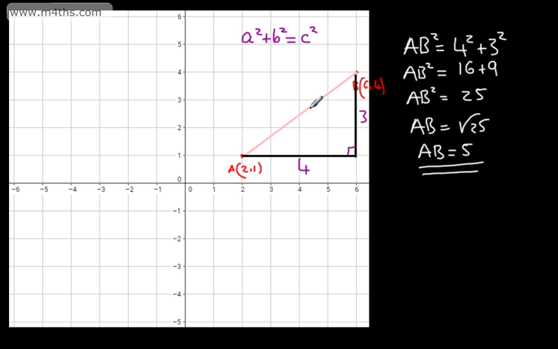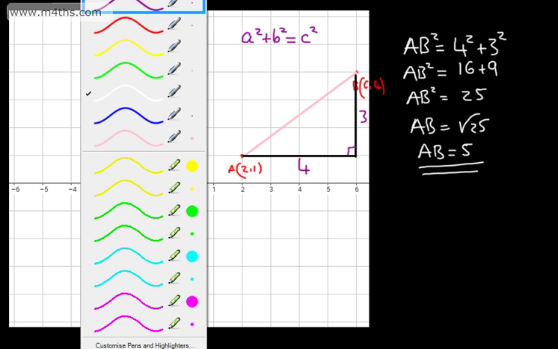So all I've done is found the length AB using Pythagoras Theorem. Clearly we don't always need to show this amount of work, but I've just done it right the way through to show how it's done. This was a nice example because this was one of our 3, 4, 5 triangles. It won't always be that pretty, and that's where we use what we call the distance formula. So let's have a look at another example.